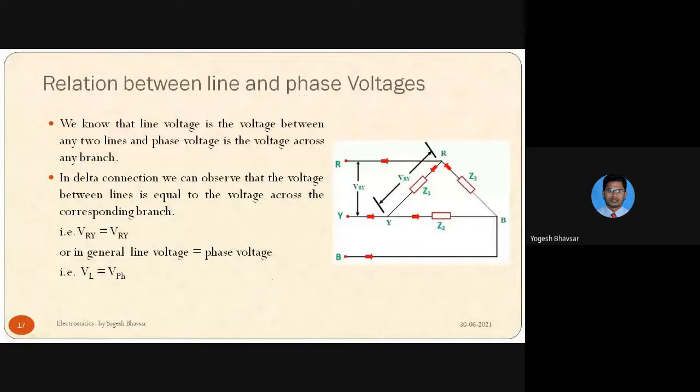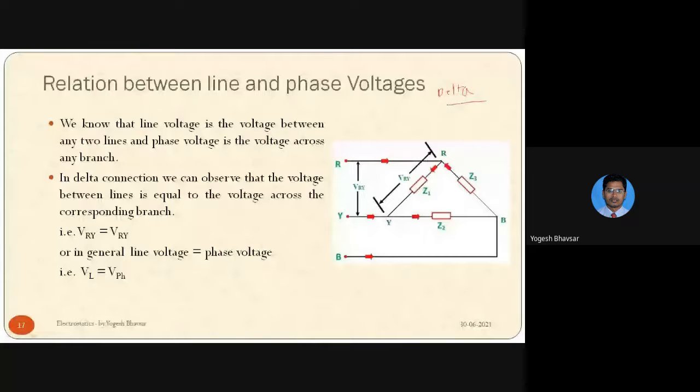If you understand star connection, then you will simply understand delta connection. The same procedure is there, but instead of voltage, here the relation is for current: IL is equal to root 3 IPH. This is for current in case of delta connection. So this is the relation between line and phase voltages for delta connection.